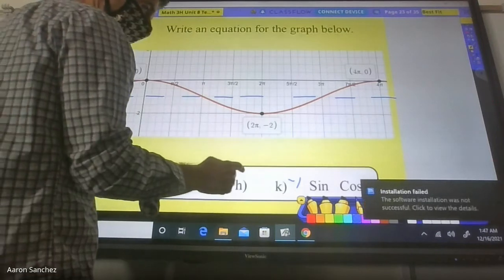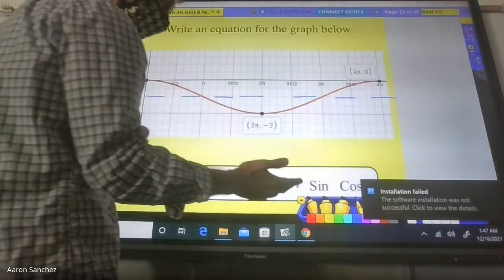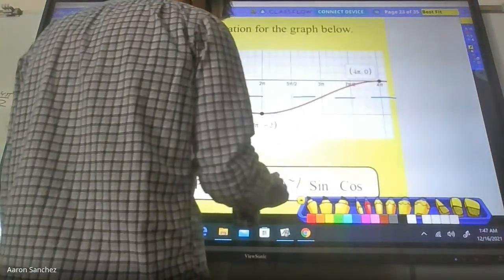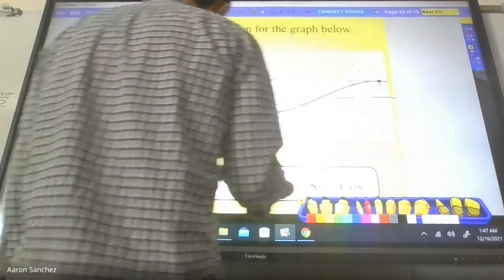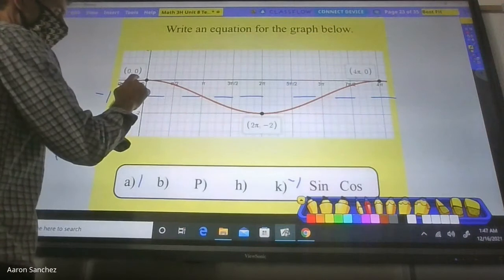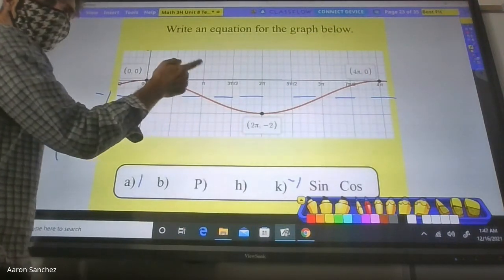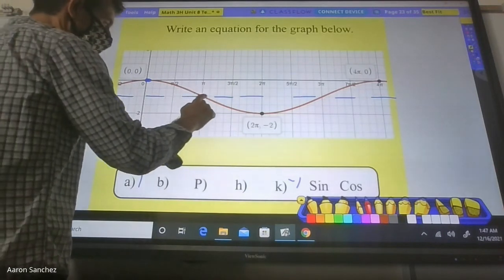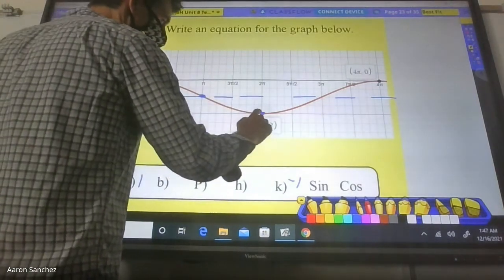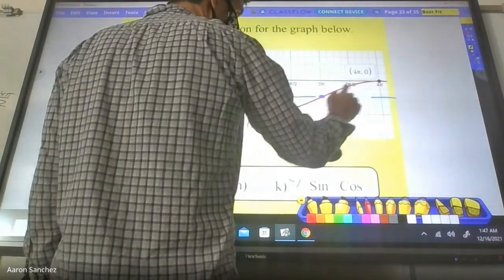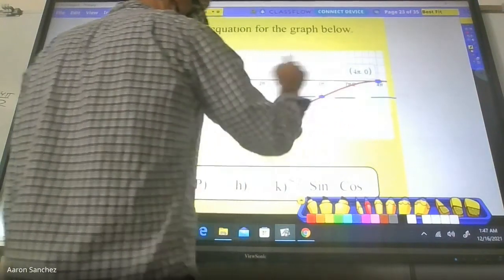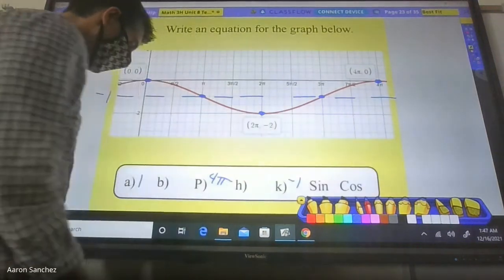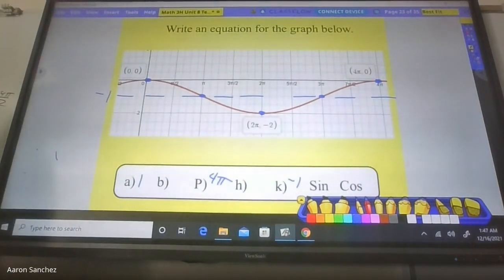Another angel earned her wings, except I don't like this angel because it says installation failed. Well, let's find our 5 key points. Maybe that'll help us figure out where the period ends. I have 1, 2, 3, 4, 5. So my 5 key points end at 4 pi. That means my period ends at 4 pi. Now, how do you figure out the B if it ends at 4 pi?